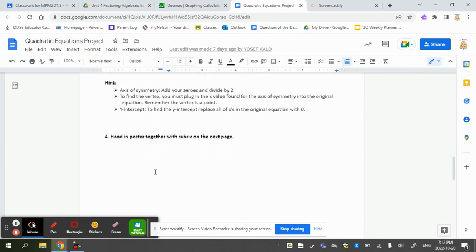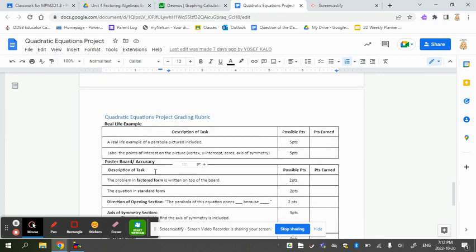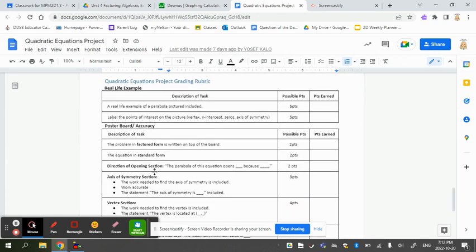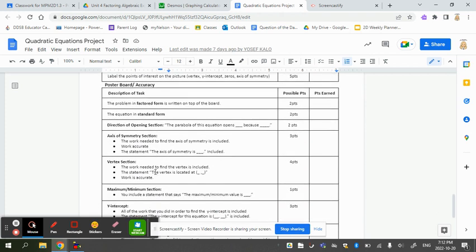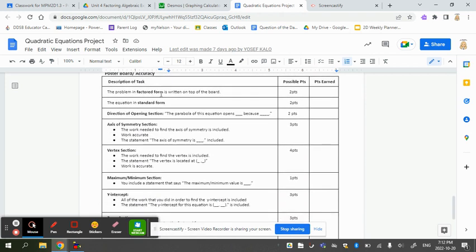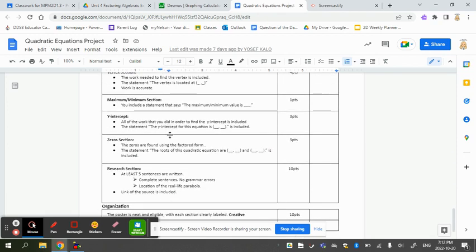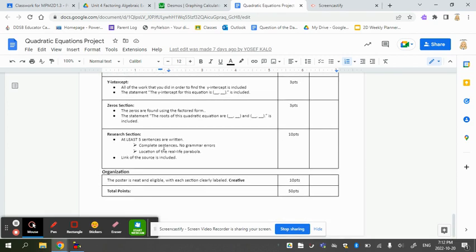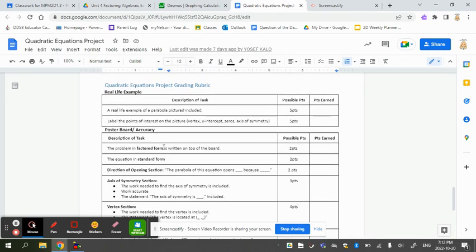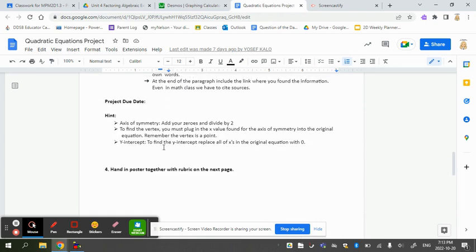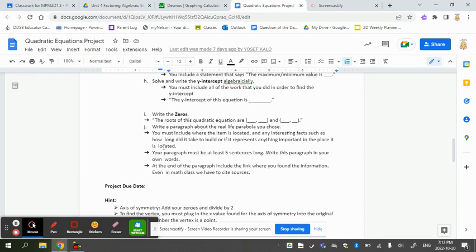If you're unsure, go down to your rubric and use this as a checklist. So is your factored form there, standard form, axis of symmetry, vertex, all the way. The last section is your research section.